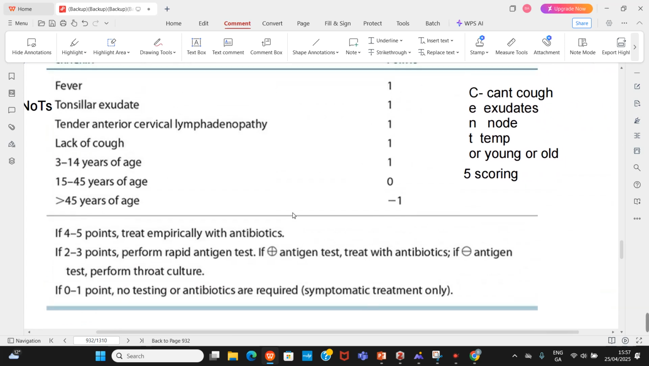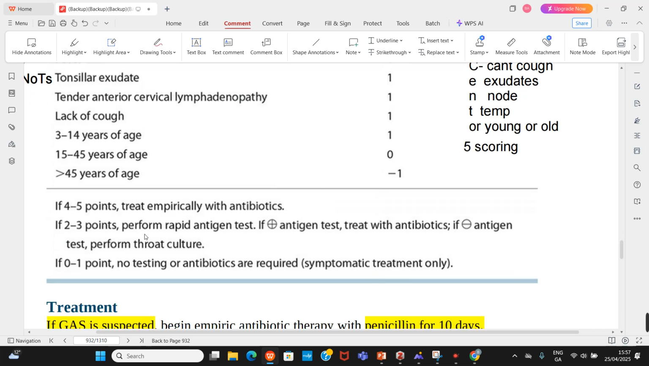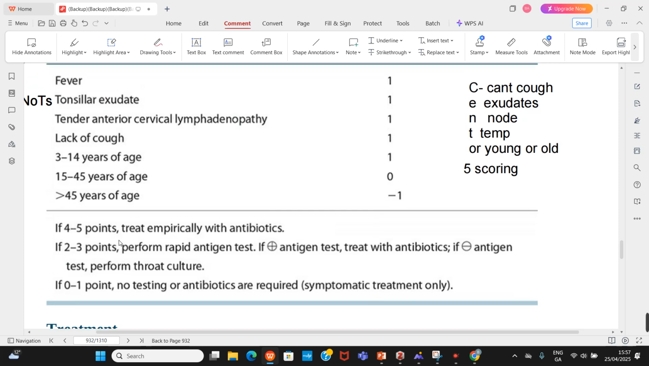So how do you treat according to the algorithm? If you calculate it and the person gets a value of 4 to 5, you give empiric antibiotics like penicillin syrup. If the person is allergic to penicillin, you can give azithromycin. If the person has a score of 2 to 3, that is not up to 4 to 5, so you are still not sure. You can confirm by doing your rapid antigen test. If the antigen test is positive, go and give your penicillin.